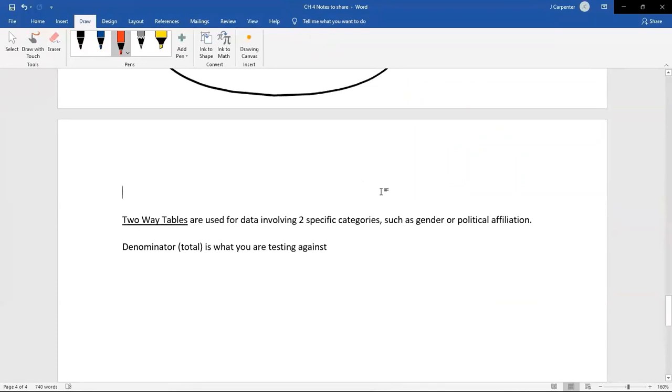Just use your imagination. The one thing I do want to point out that is in the material of this section that I'm not going to test on, however, it is an extremely cool concept that honestly goes along with what we were just discussing, are two-way tables, which are used for data involving 2 specific categories, such as gender or political affiliation, or maybe a drug test, whether you get the actual drug or you get a placebo. You can use this in different testing, like a certain coronavirus, whether you get a positive or negative result and whether it's true or false.